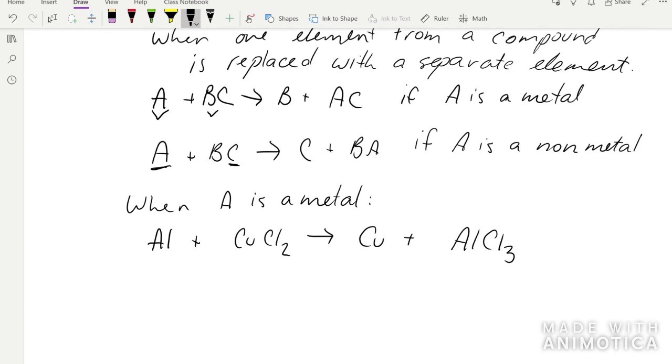So again, we have to check and see if we can balance this. 1 Al, 1 Al, 1 copper, but we have 2 here and 3 here. We really want an even number for this one because we have an even number over here. So if we multiply it by 2, we get 6. We need to multiply this by 3. Now we have 3 coppers, we have 2 aluminum, and we have it balanced.